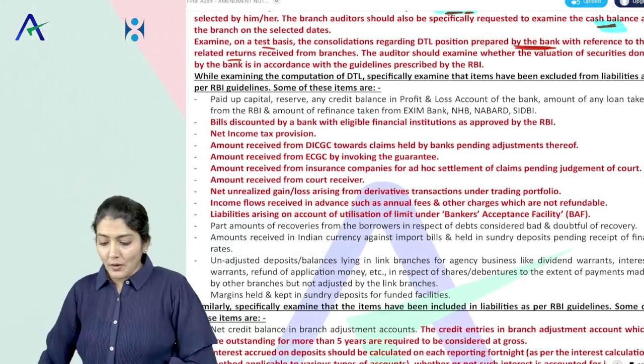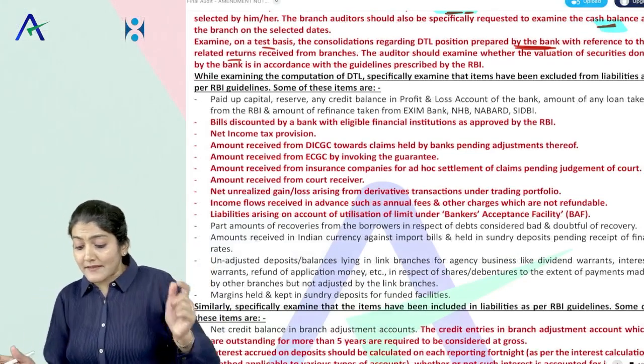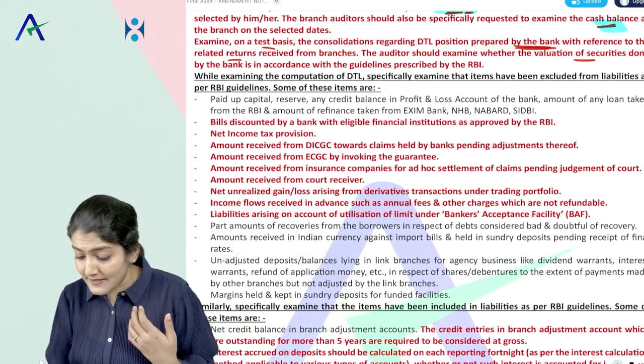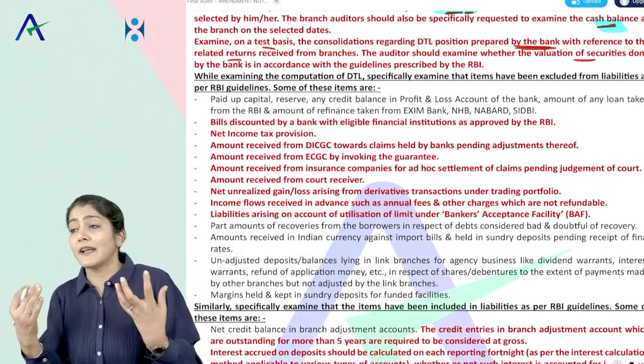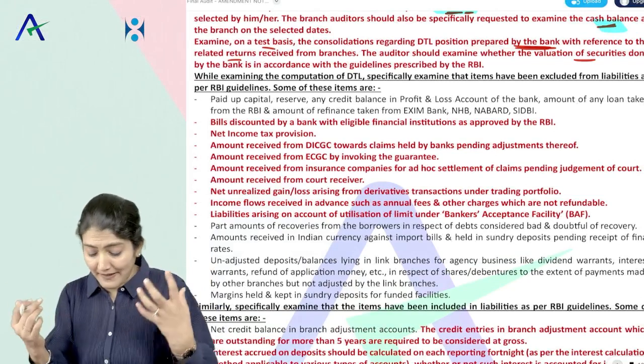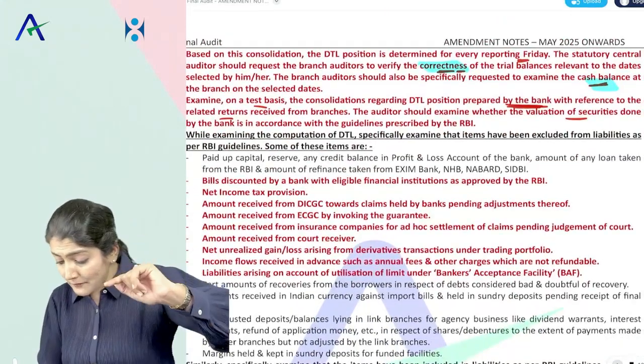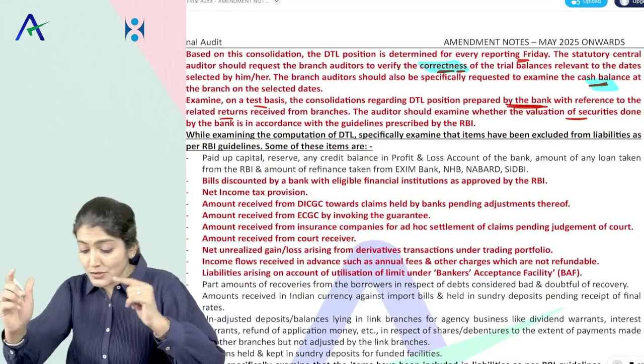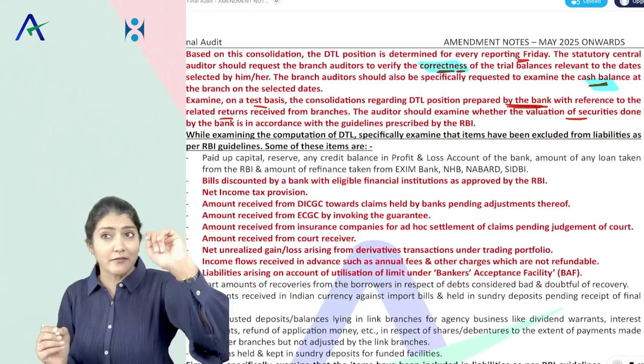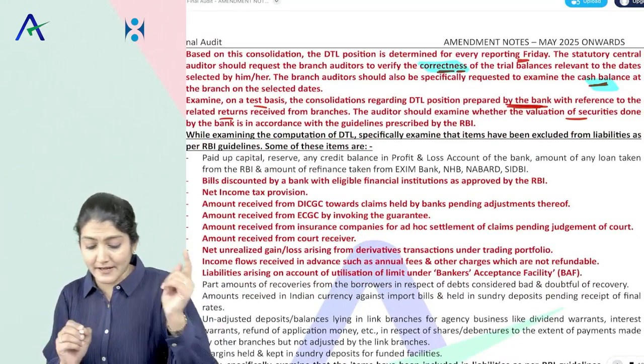Okay, right. So auditor should also examine whether the valuation of securities done by the bank is in accordance with the guidelines prescribed by the bank or by the RBI. Okay, that's also the Reserve Bank. Right. So one, we request the branch auditor. Then branch auditor, you have to check the correctness of the trial balance and also examine the cash balance.